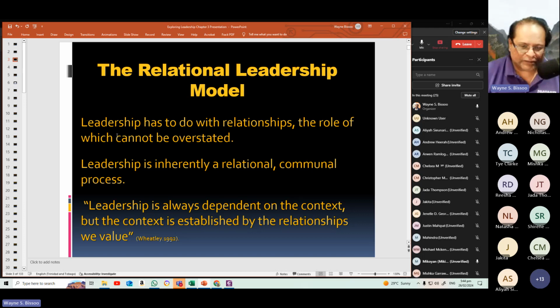Leadership is always dependent on the context. As we learned from the previous chapter, where we looked at the issue of context impacting the nature of leadership studies, we can't just look at only the relationship, but we also have to look at the context in which the leadership is being practiced. That's also going to be under the microscope in this model as well. But the context is dependent upon the nature of relationships we develop.